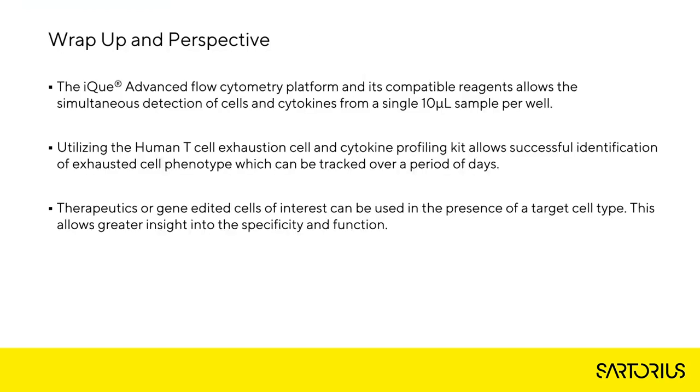To summarize, the IQ Advanced Flow Cytometry platform and its compatible reagents allows the simultaneous detection of cells and cytokines from a single 10 microliter sample per well. Utilizing the human T-cell exhaustion cell and cytokine profiling kit allows successful identification of exhausted cell phenotypes, which can be tracked over a period of days to allow a timeline of events to be elucidated. Therapeutics or gene-edited cells of interest can be used in the presence of a target cell type. This allows greater insight into the specificity and function of these potential treatment types.